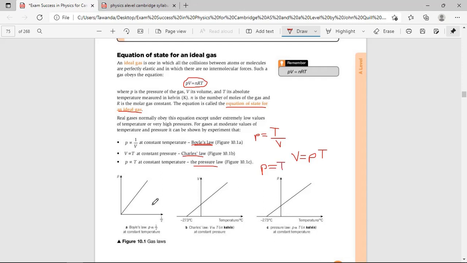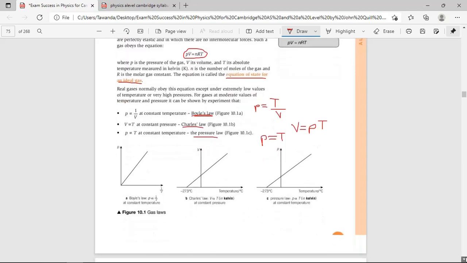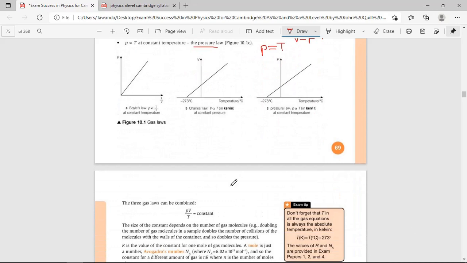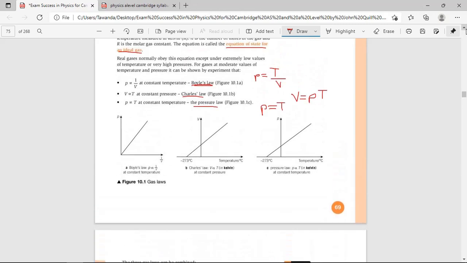So these are the graphs. These are the graphs for Boyle's law. This one is the graph for Charles' law, and this one is the graph for pressure law. But for Boyle's law, one can draw this because we are plotting 1 over V against pressure. But we can really plot the graph of this Boyle's law.